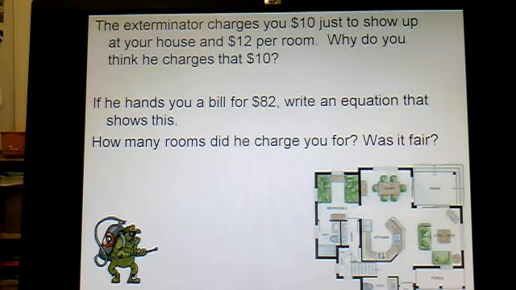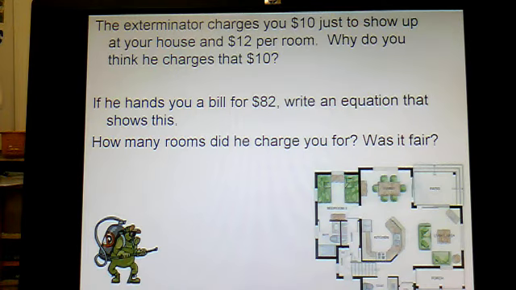Alright, exterminator problem. I think the taxi one, I'm going to come back to that eventually. So this is a word problem on here. Exterminator charges you $10 just to show up at your house and $12 per room. Why does he charge that $10 is the first question.